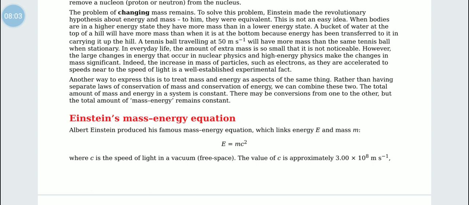So this mass, the conservation of mass and energy, these are laws. So another way of putting this out into the open is actually combining these two. We can say that the total amount of mass and energy in a system is constant.